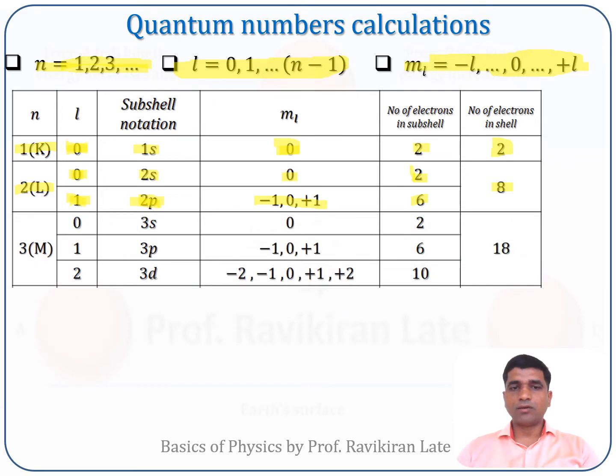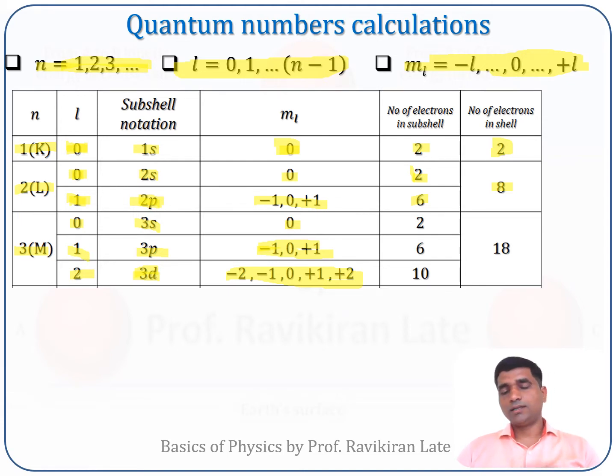If you similarly calculate for n equal to 3, that is the M shell, you can have values of l to be 0, 1 and 2. The corresponding orbitals will be 3s, 3p and 3d. The corresponding values of ml will be 0, minus 1 to plus 1 including 0. And for l equal to 2, that is the 3d orbital, you have minus 2 to plus 2 including 0. So totally 5 suborbitals will be there for l equal to 2.